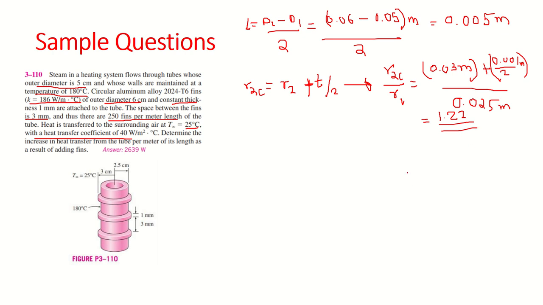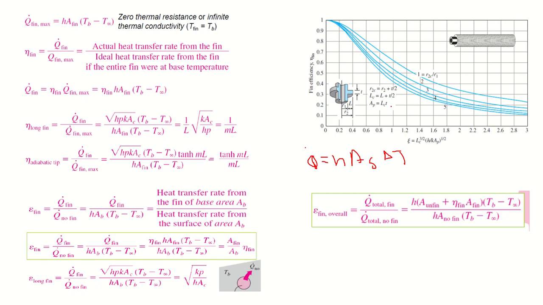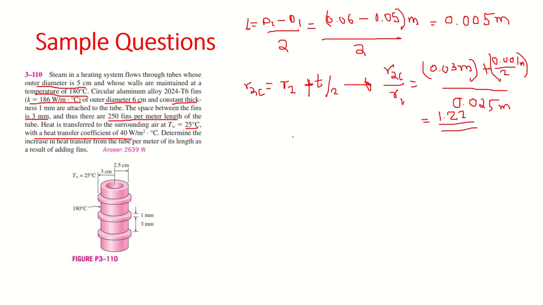Okay, and R2C over R1 we found. We also need to find R2C over R1 is 1.5, so it's somewhere here on the graph. We also need to find LC. We know LC is L plus T by 2. L we found from here, this value. T we already know, and T by 2.